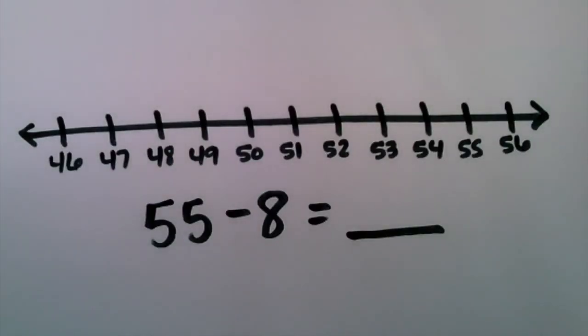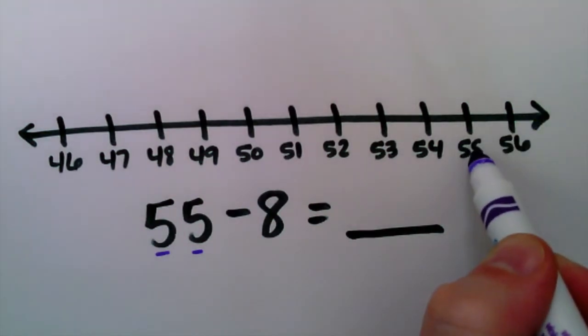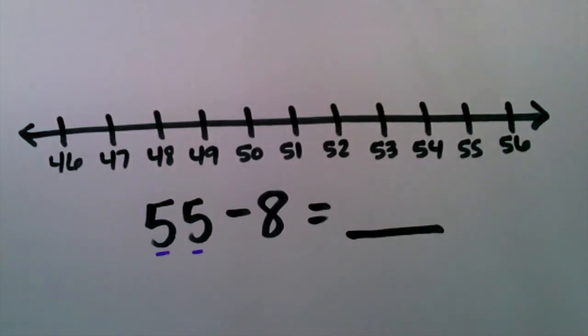This one says 55 take away 8. First, I want to know how many ones should be taken away from 55 to make it a tens number. Remember what I showed you about tens and ones? I have 5 tens and 5 ones. How many ones need to be taken away to make this only a tens number? Here's 55. Here's 50. Well, since this number has 5 tens and 5 ones, I'm going to take away 5 ones to get me to 50.